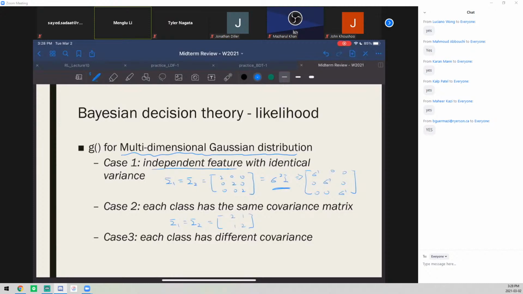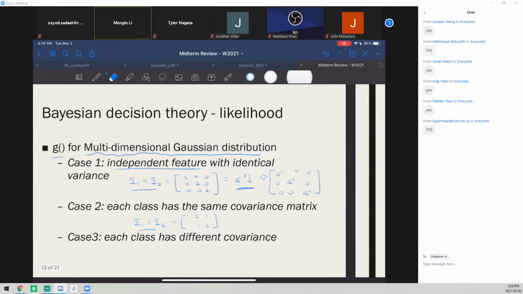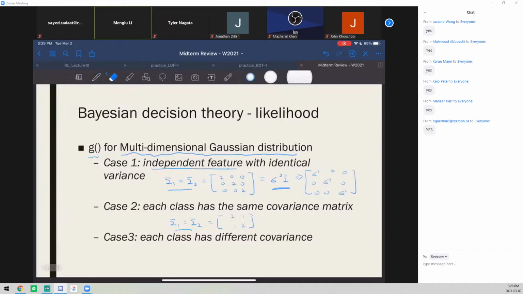The formula for the G function for each case is the same, but if we plug in these numbers into the G function, we can derive an equation for each case. It's a simpler equation. The G function for each case I didn't provide here, but it's in the notes. So you can try to derive the G function for each case, and the steps are also in the class notes.